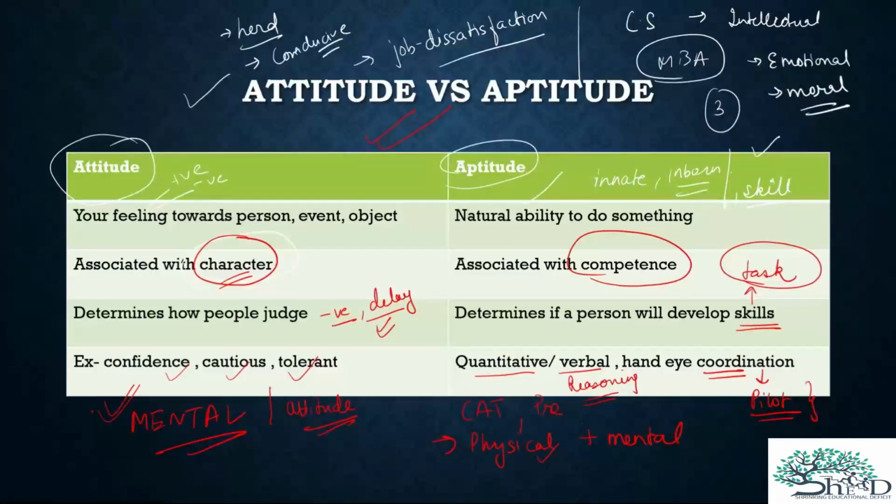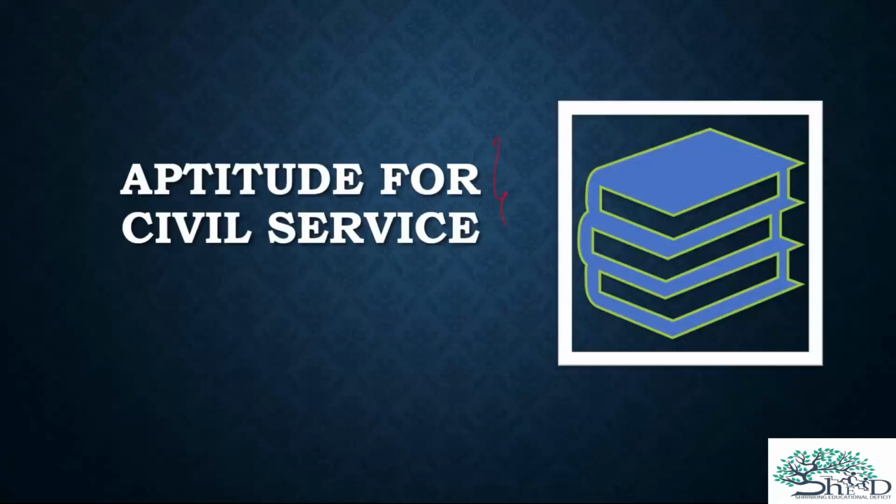Now we shall move forward to aptitude for civil services. This is our next topic. Till now we have studied the meaning of aptitude and its relation with other terms, and understood other terms also. Now we need to understand what type of aptitudes, competencies or values are needed for civil services. We'll study the values, but first we need to understand the aptitude that is needed for civil services.